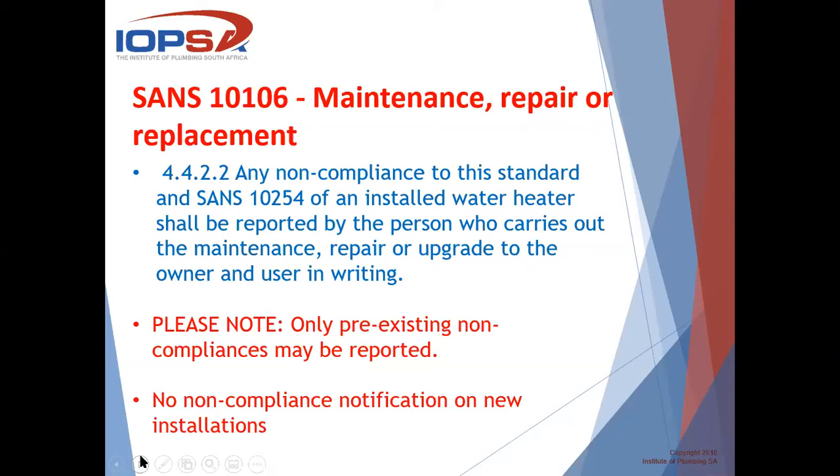4.4.2.2, any non-compliance to the standard and SANS 10254 of an installed water heater shall be reported by the person who carries out the maintenance, repair, or upgrade to the owner and user in writing, very similar to 10254. So once again, when you come across these pre-existing situations, please list the non-compliances so that you can make the client aware. And then obviously, if you do a new installation, you cannot list non-compliances. So once again, that comes to the fore.